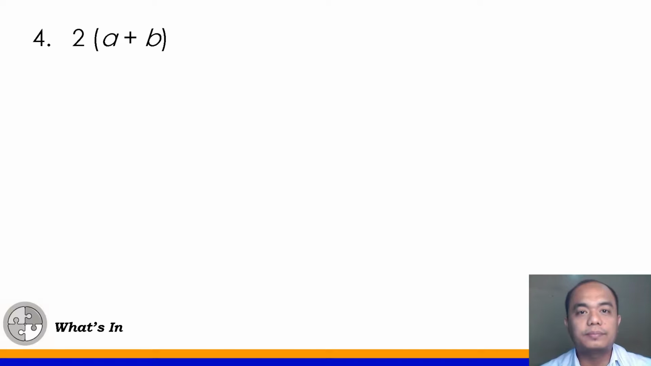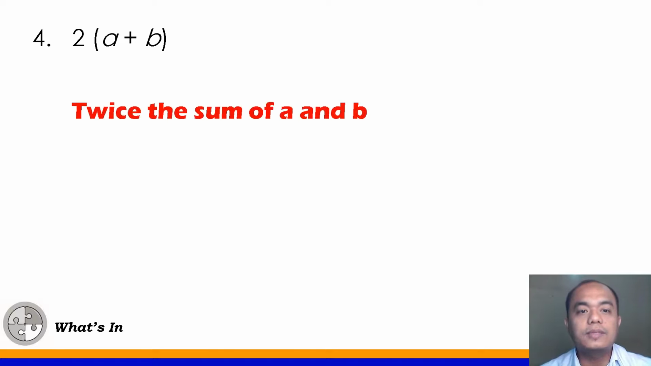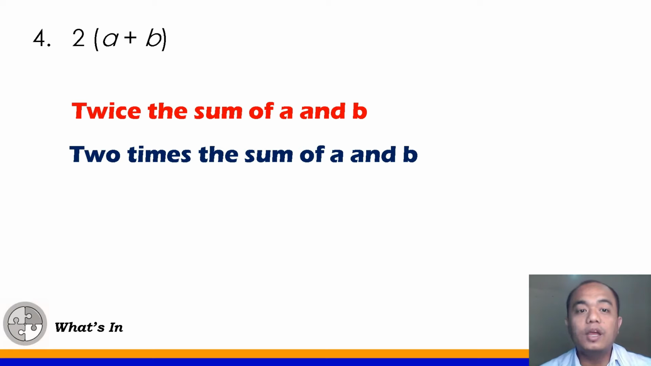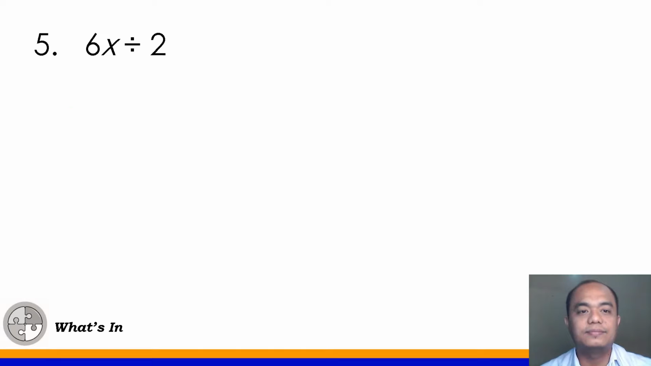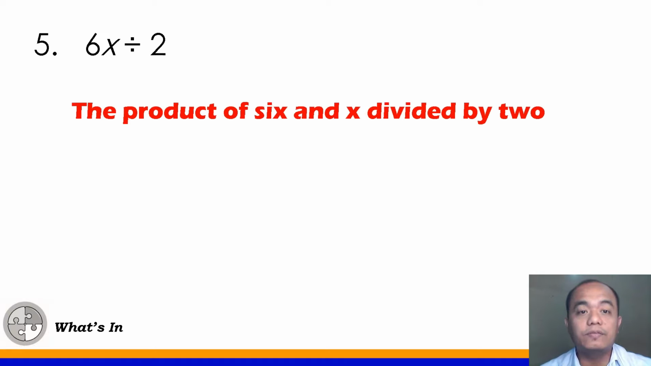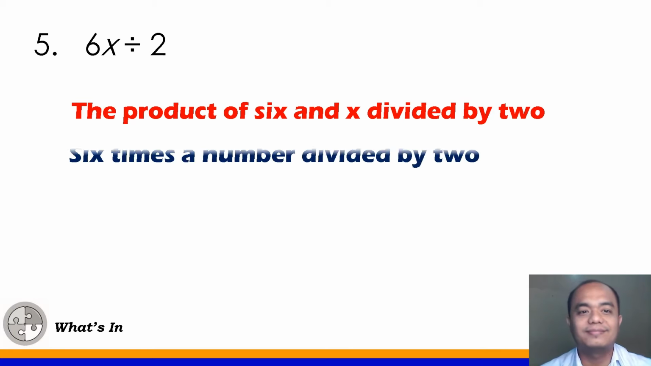Number 4. Pwede itong basahin twice the sum of A and B. Pwede ding 2 times the sum of A and B. Number 5. Pwede itong basahin na the product of 6 and x divided by 2. And 6 times a number divided by 2.